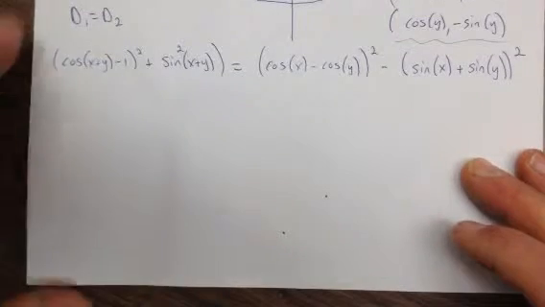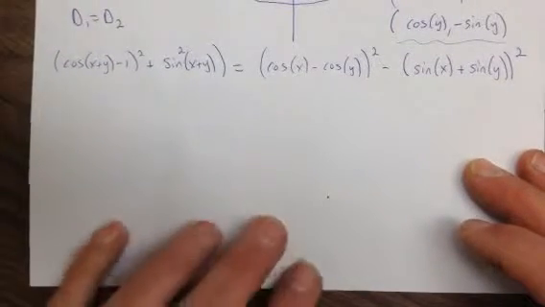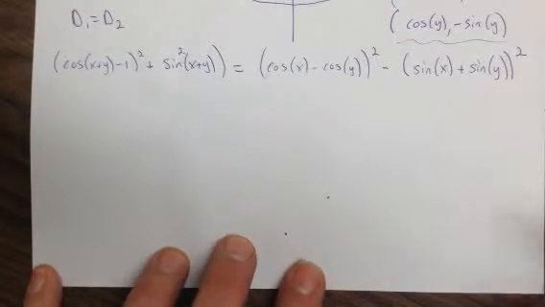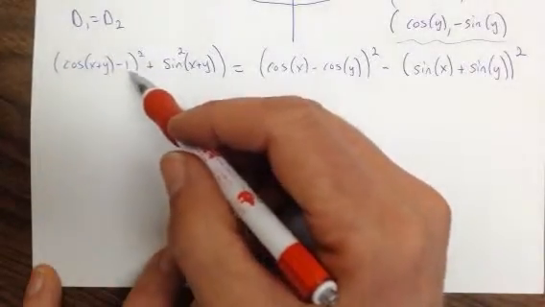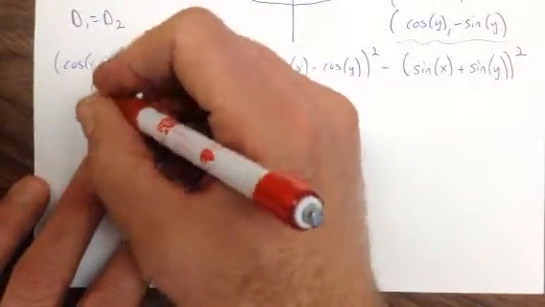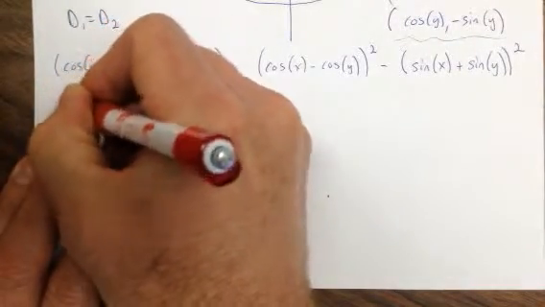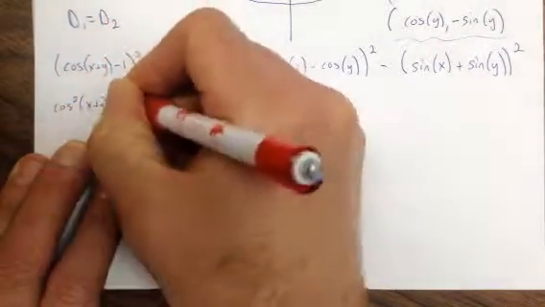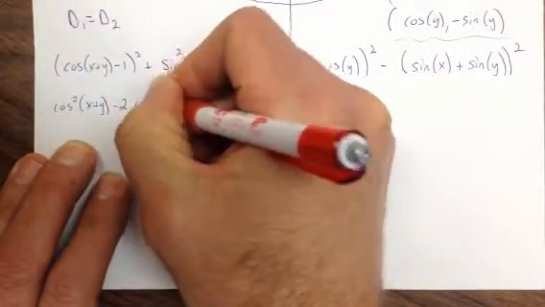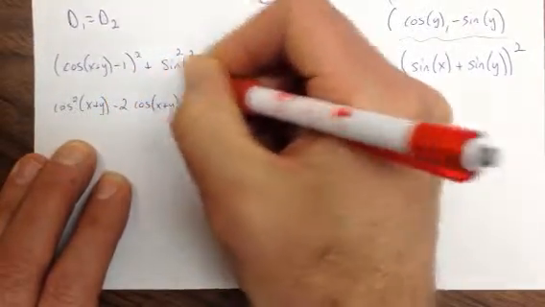I'm going to scroll this down. Now we're going to mash this around here. We're going to do some foiling. We've got this thing, we're going to foil it. I'm going to do it pretty quick. Try it on your own, see if you match. This is going to be cosine squared of x plus y minus 2 cosine of x plus y plus 1.